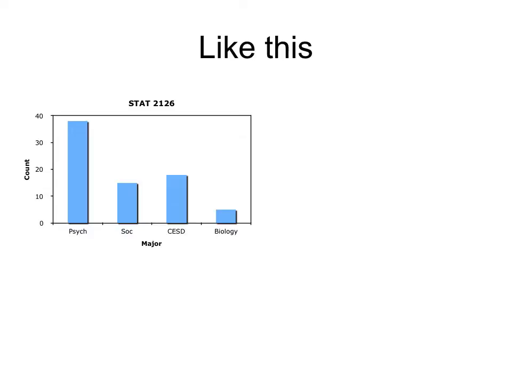Is psychology 1 better than biology? But 2 better than sociology? What the hell does that even mean? So you can't do that.